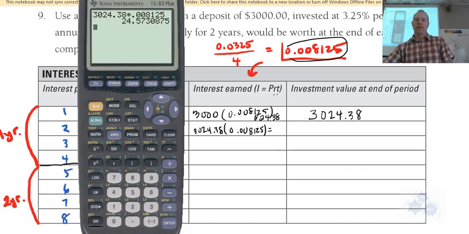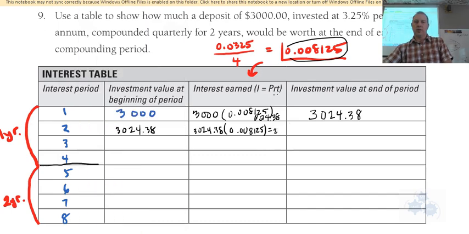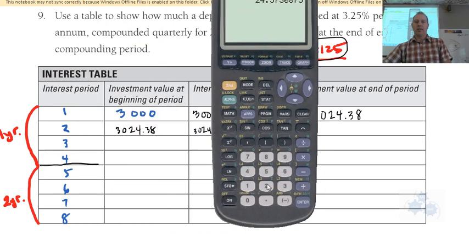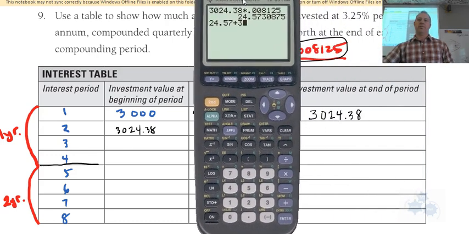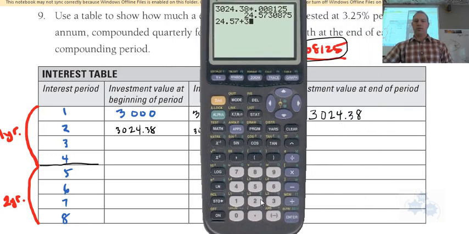So 24.57. Look at that, 24.57. That's a little bit more than the first period's. So we'll take 24.57 plus, and remember, we're adding to the number that's at the beginning of that row, 3024.38. So that's 3048.95.